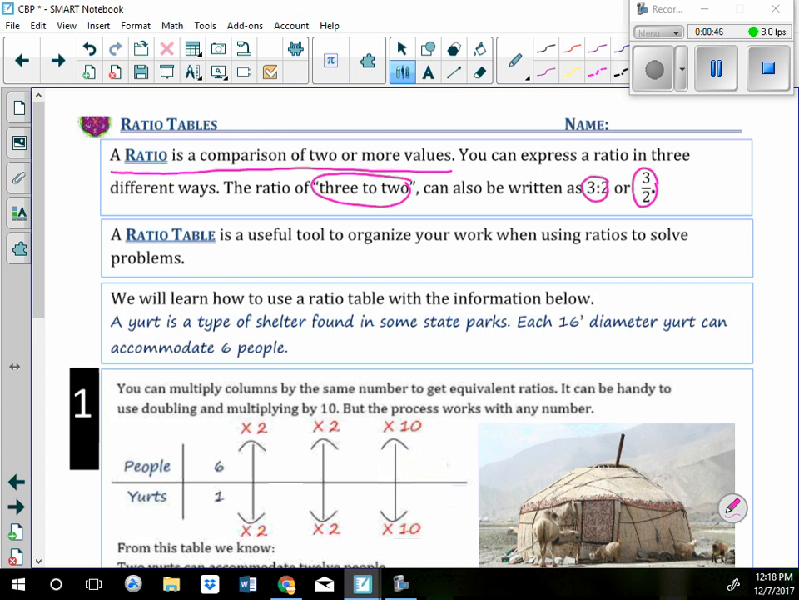Okay? So our big goal today is to talk about how we can use a ratio table as a tool when solving problems. Okay. We're also going to work with this thing called a yurt. And a yurt is a type of shelter found in some state parks. Each is 16 feet in diameter, okay? So from one side to the other, going through the middle, it's 16 feet.